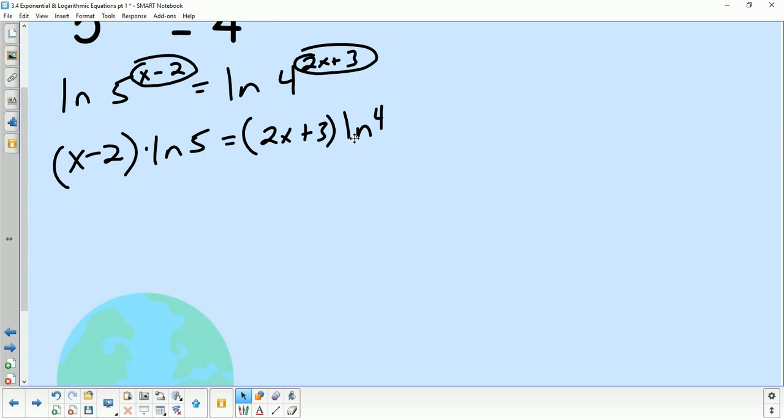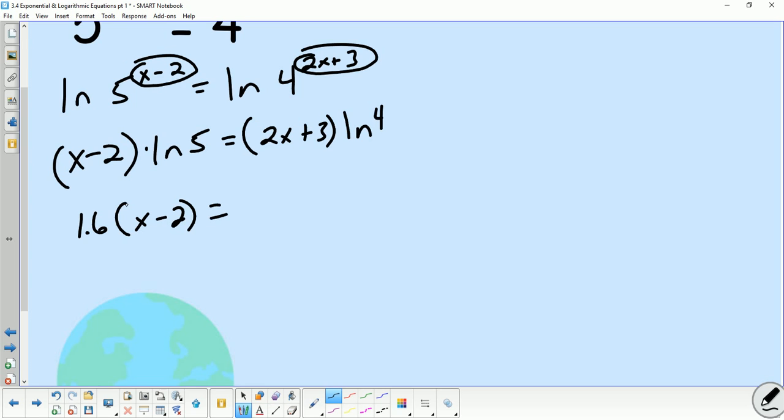Okay, and now one thing to keep in mind, the natural log of 5 and the natural log of 4 are just some numbers. So if you plug those into your calculator, we're going to get 1.609 for 5. So I'm just going to write 1.6 and then (x minus 2) in parentheses. And if we did the natural log of 4, we would get 1.38. So we'll say 1.4 times (2x plus 3).